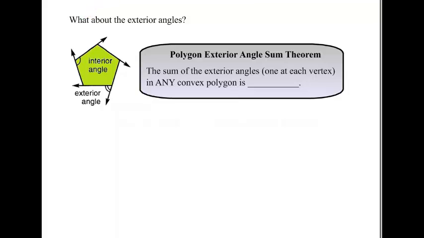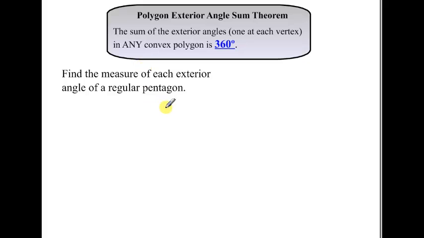What did we just see from that demo? When we take the sum of the exterior angles, and that's again 1 at each vertex, how many degrees did we find? And it didn't matter which kind it was. Yep, 360. So there's 360 degrees in the outside angles of any polygon, 1 at each vertex. Let's apply that to an example.